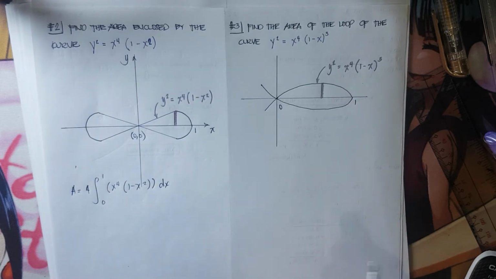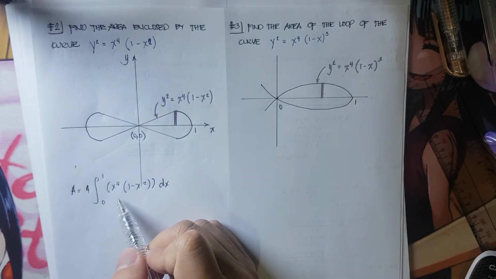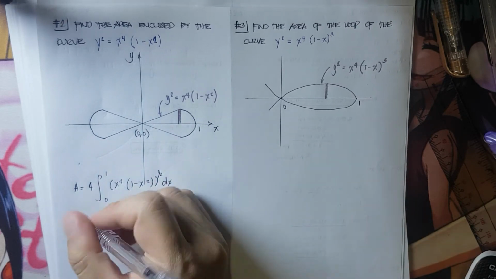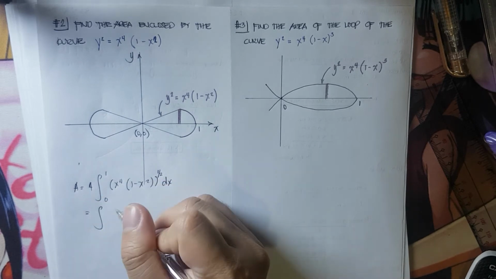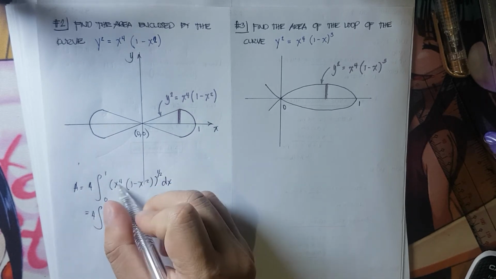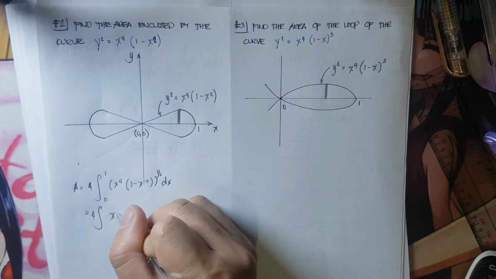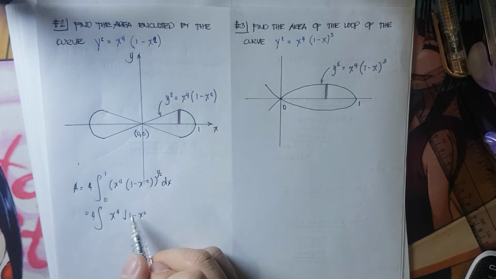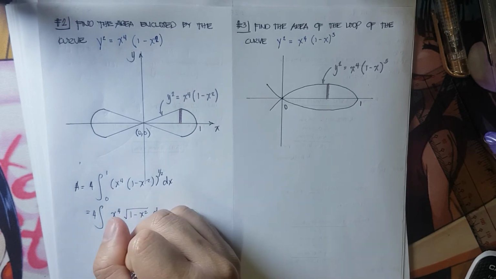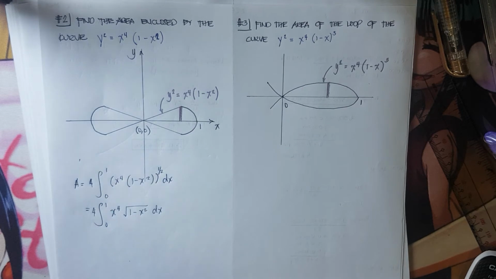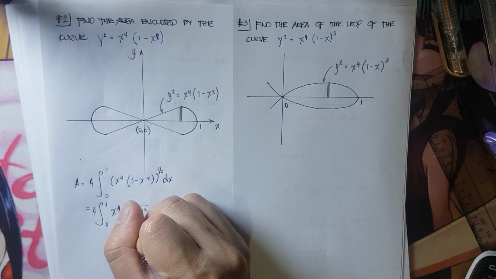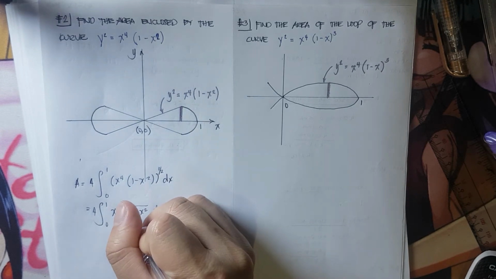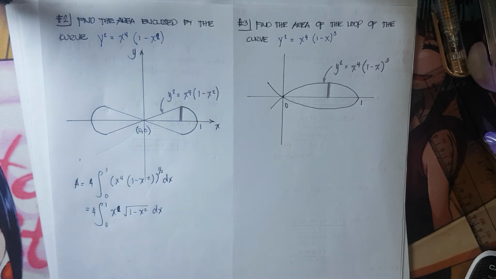So we can still simplify this, by raised to 1 half. This is raised to 1 half. So we can still simplify that. 4 times the integral of, we can have x raised to the 2nd power times the square root of 1 minus x squared dx from 0 to 1. No, this is not 4. This is 2. Okay. Yeah. So that is 2.